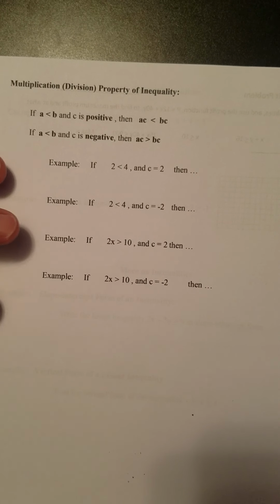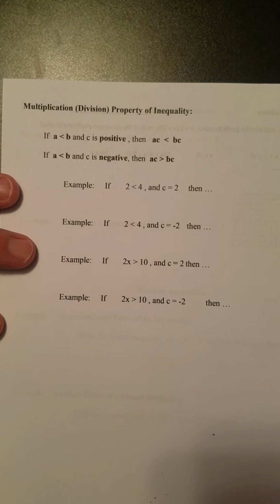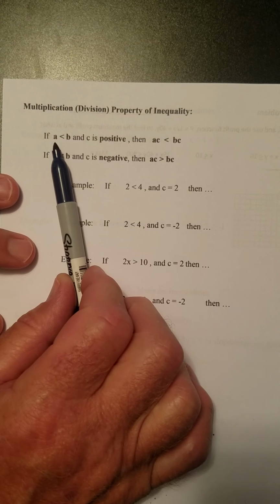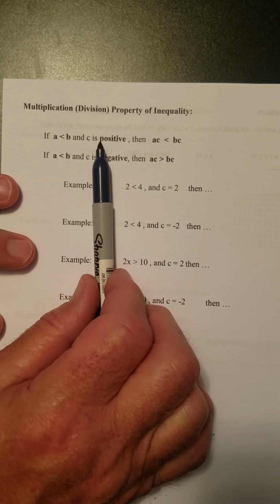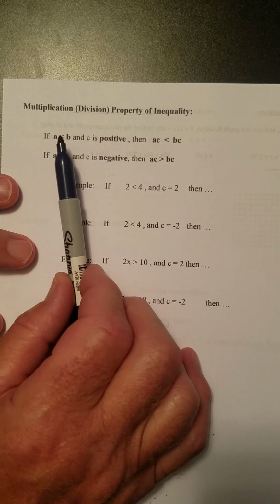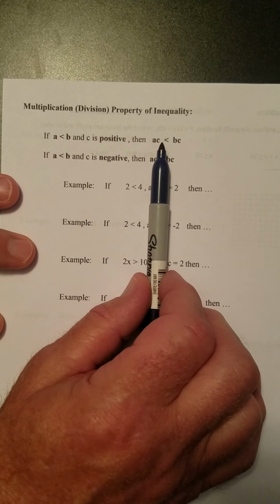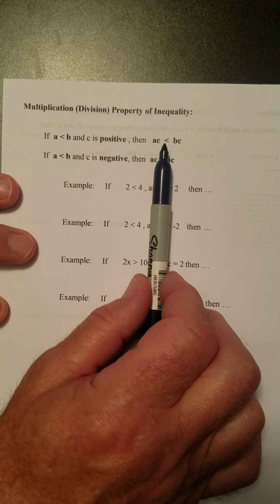Okay. So again, we're kind of reviewing some things on inequalities. Let's talk about multiplication. Multiplication is a little different. It's a little trickier. If A is less than B and C is positive, so if you multiply both sides by C, A times C and B times C, the sign stays the same. It's less than. And by the way, if this was a greater than, then that would be a greater than.